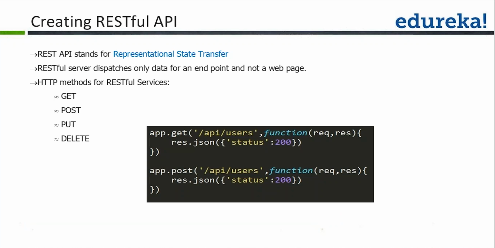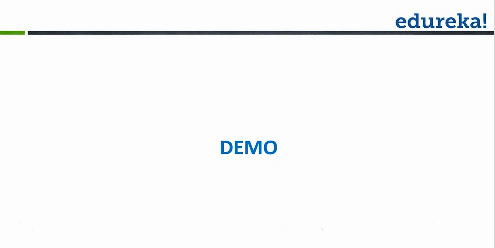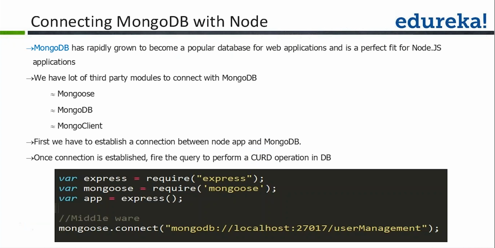So we created this kind of RESTful API using get or post. If you want to get any data, you can create app.get with the API name or URL name. You should be able to call that method and write all your logic there. In the same way, you can create get, post, put, delete, whatever methods are supported in normal HTTP. Everything is supported in Node.js also. Now we have already seen the demo of RESTful APIs and Express.